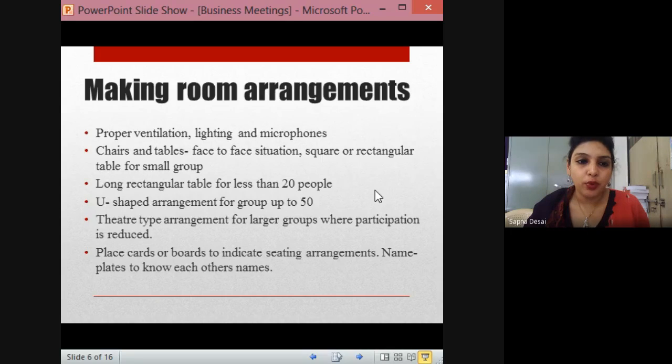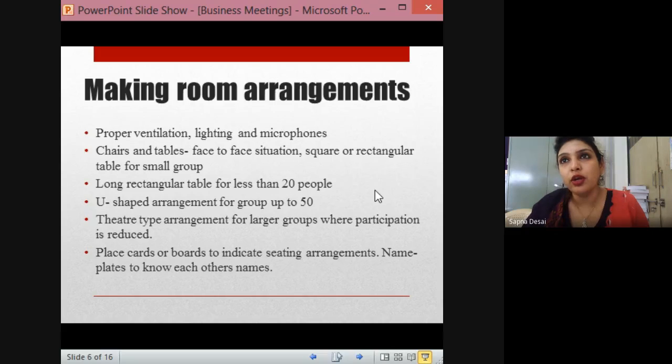Place cards or boards to indicate the sitting arrangement, nameplates to know each other's names. This kind of formal business meeting has a structure where usually the participants' nameplate is prepared, and the nameplate is placed so that the people will know where to sit. And at the same time, there are different people who are going to participate or deliberate.